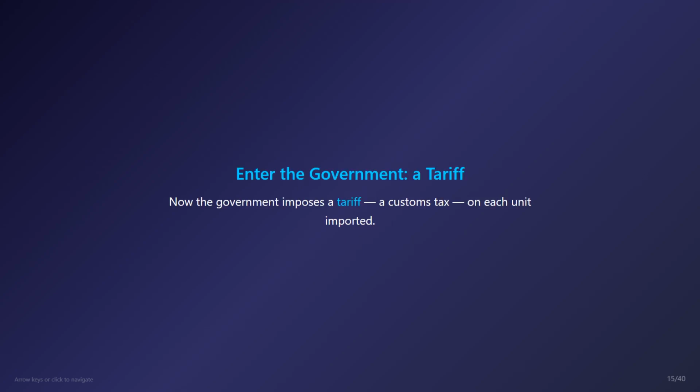Now the government steps in and imposes a tariff. A tariff is a customs tax, a fixed amount charged on each unit that's imported. Its intervention aims squarely at trade. What does a tariff do? It makes imports more expensive. The price an importer must charge rises by exactly the amount of the tariff, because that tax has to be paid on every unit brought in.